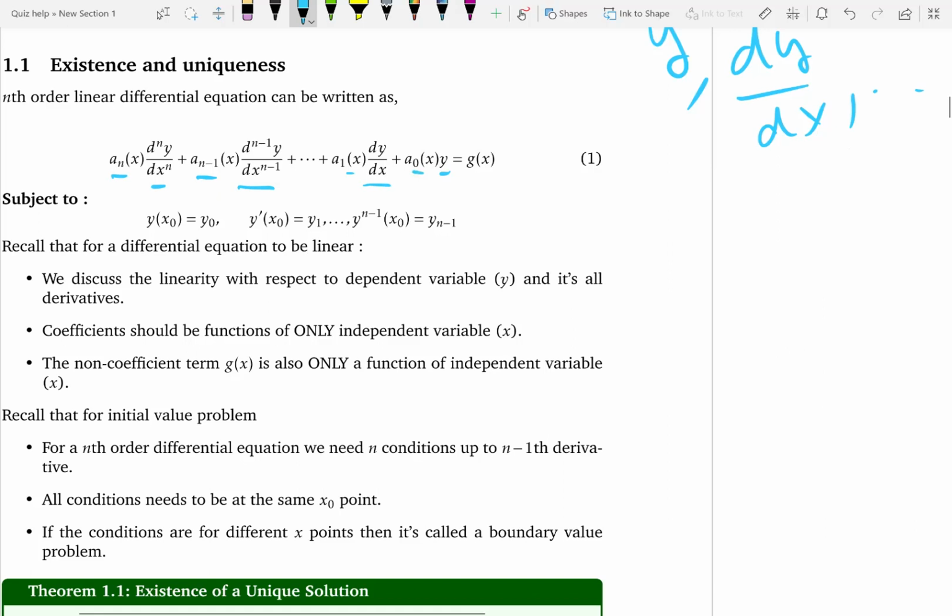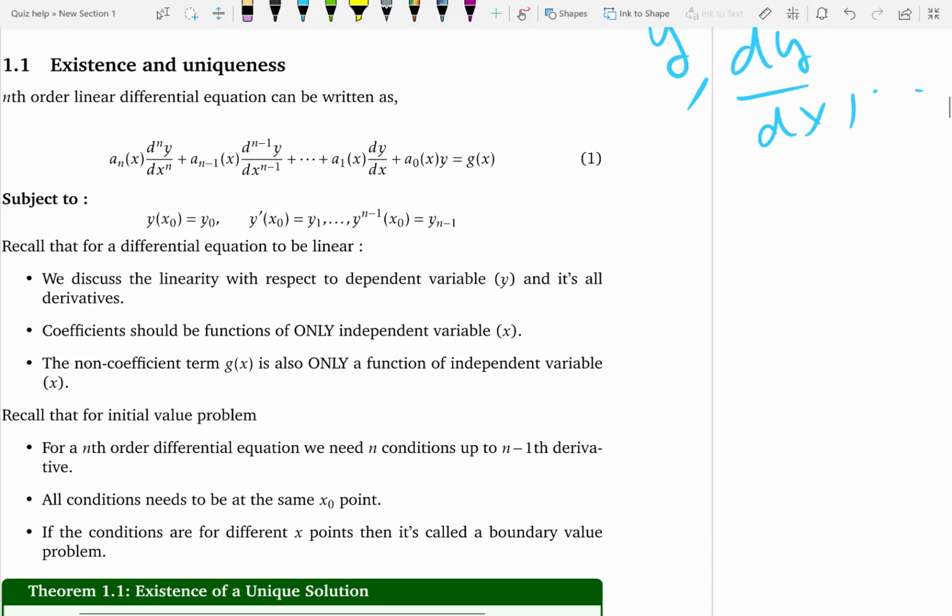Coefficients should be only functions of x, that is why we define them as functions of x. Good. The third condition for linearity is that the right hand side function, or the non-homogeneous function, should also be only a function of x. So if you satisfy those three, like here, you have a linear differential equation, otherwise a non-linear differential equation. So that's the linearity.